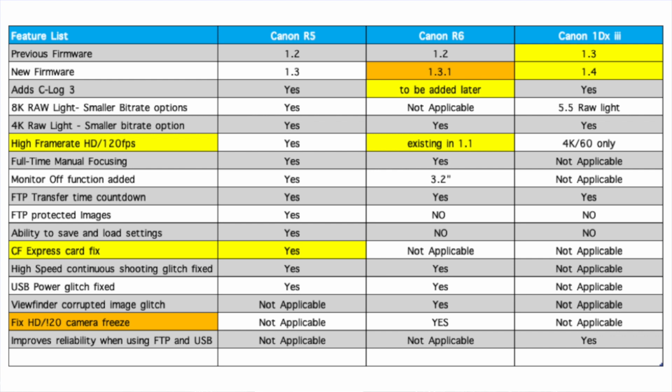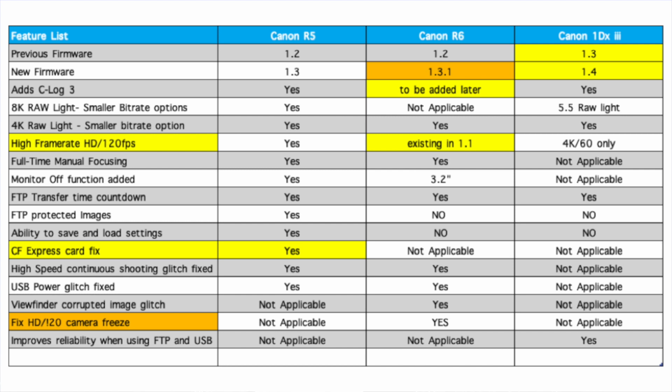The USB power glitch is also fixed, and again, I never experienced that. Now, there's a fix applicable only to the R6, and that's something to do with the viewfinder image, and a glitch in that. And then a fix specifically for the Canon 1DX Mark III, which didn't get a lot of love in this update, but it improves the reliability when you're using FTP and USB together.